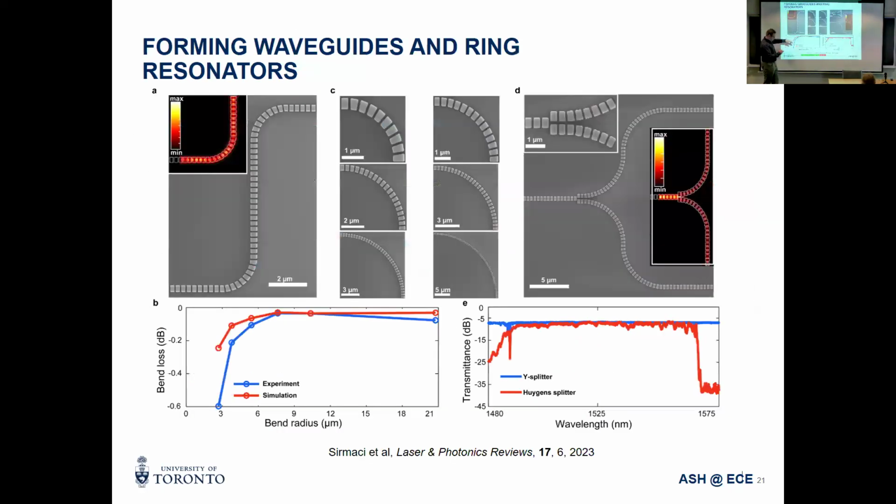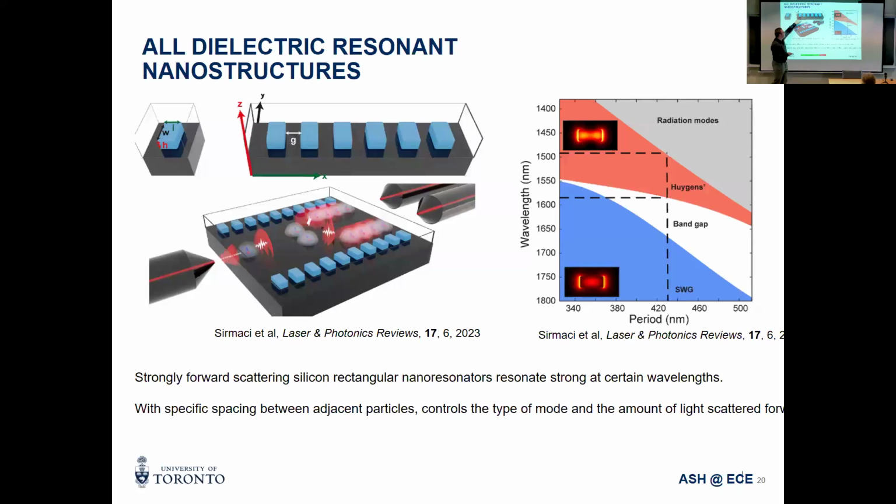And this period is what controls what sort of regime we're operating in. So if the period is large, we're going to have nothing but radiative modes, as you can see here in our dispersion diagram. And then the band gap is where we're not allowed to operate. And then SWG is all subwavelength grating, so the light sees it as one homogeneous medium. It doesn't see it as an array of scatterers.